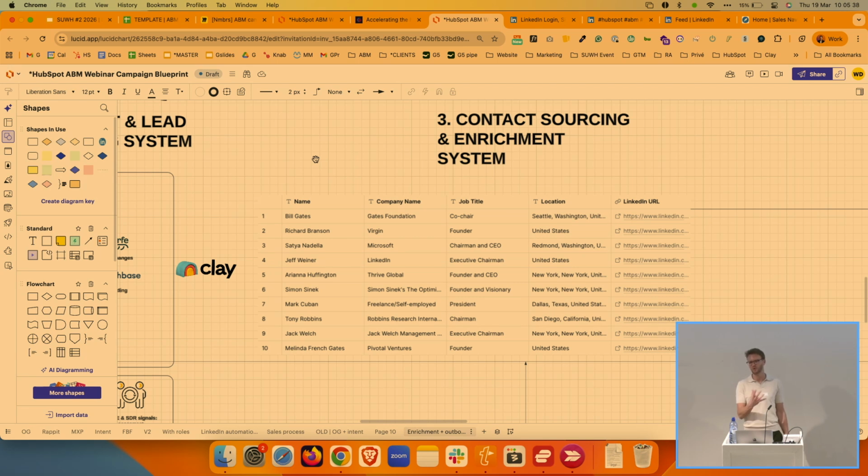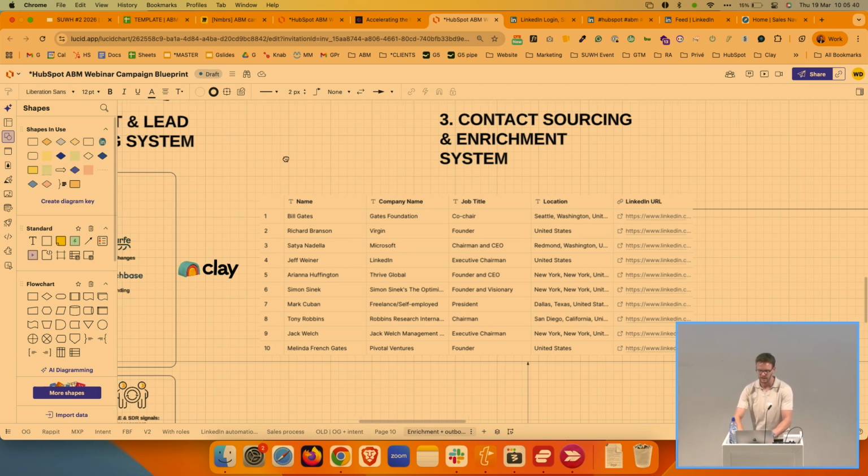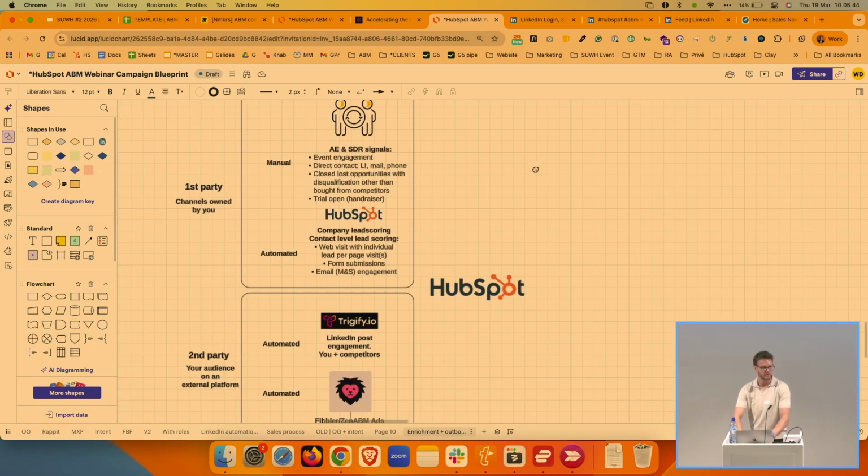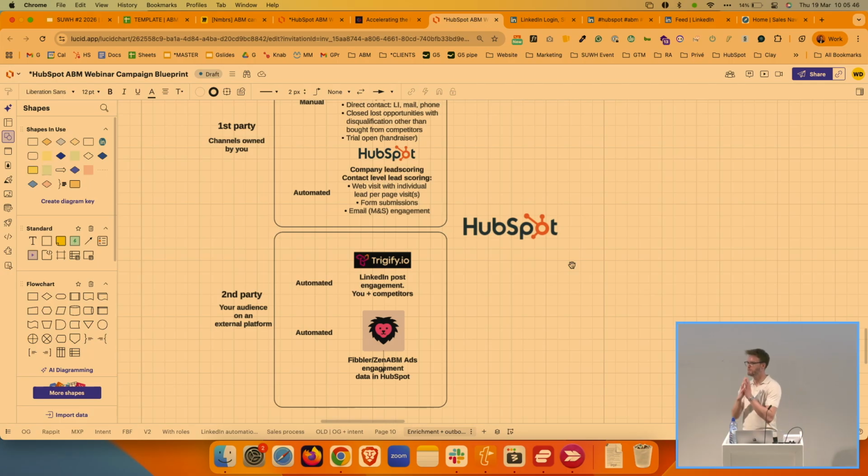And if you collect that with the engagement that they do on your own channels, so website visit, form submissions, engagement with your ad, this is how you build a scoring model around your account, and this is how you can determine the likelihood to buy and prioritize.